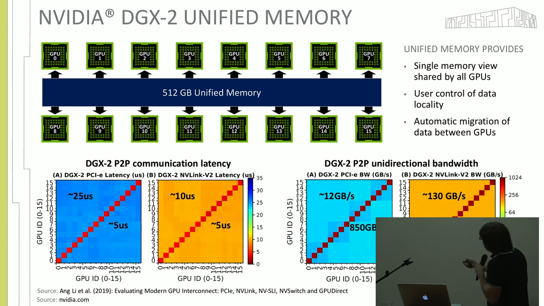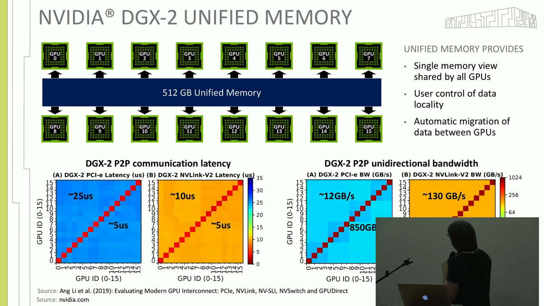In terms of bandwidth, if I read from my own memory at a speed of 850 gigabytes per second, over the PCI Express I can transfer the data at 12 gigabytes per second. Over the NVLink, I have an order of magnitude better bandwidth, and I'm getting closer to 130 gigabytes per second. This is, for instance, faster memory access than your CPU has to its own memory.